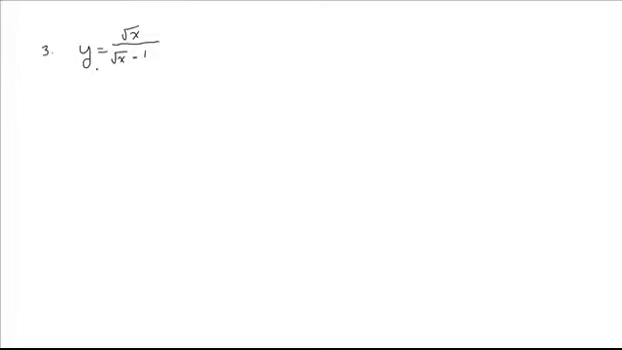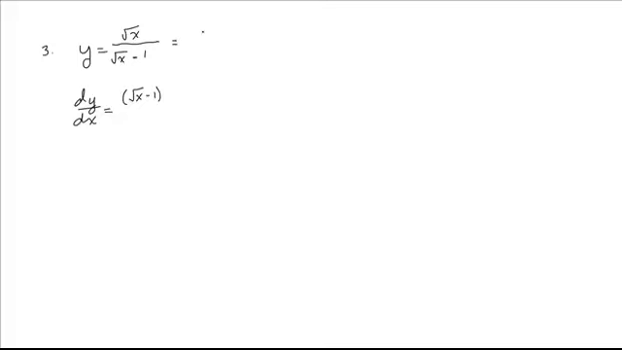We're going to take the derivative of y equals square root of x over square root of x minus 1. And we have a quotient, so we're going to use the quotient rule. So dy/dx equals, the quotient rule says we're going to have the denominator, square root of x minus 1, times the derivative of the numerator.